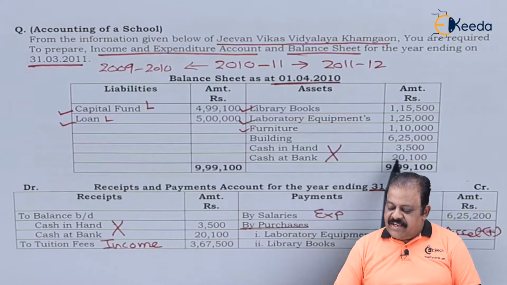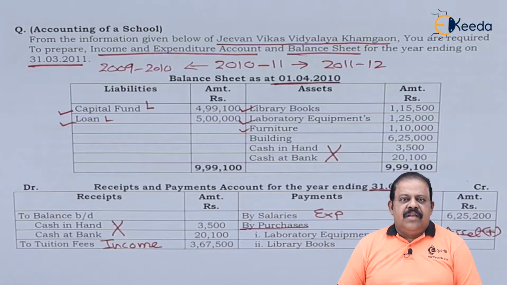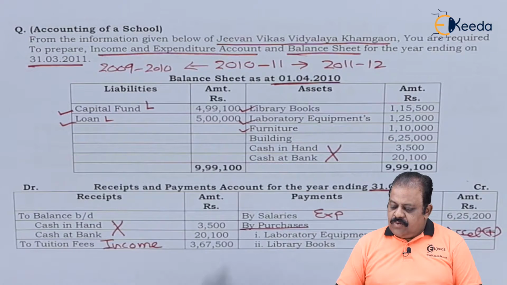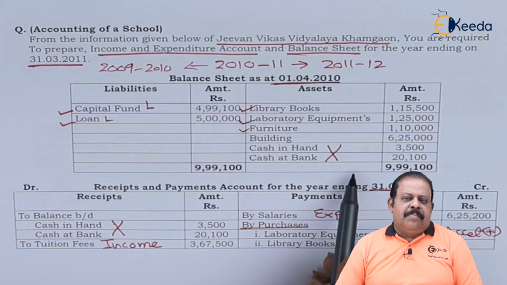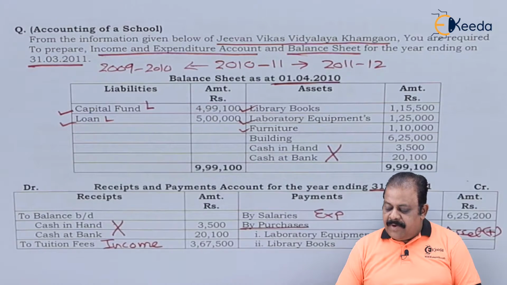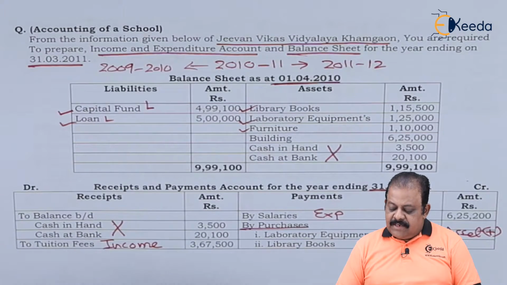Closing balance of cash in hand, cash at bank. They are not recorded anywhere in books. Those will not be recorded while preparing final accounts in any of the accounts. Let us go through now the receipts and payment account. Let us start with receipts.